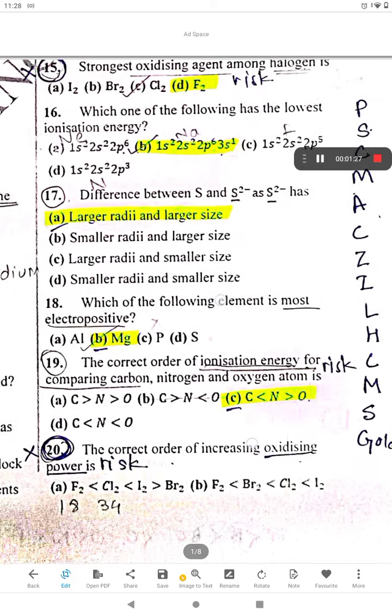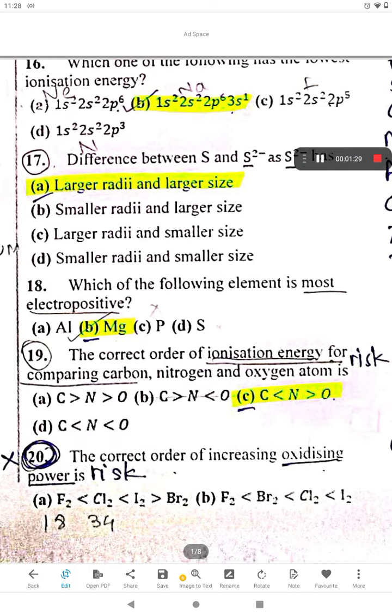Then the correct order of ionization energy for comparing carbon, nitrogen, oxygen. Now see, carbon configuration is 1s2 2s2 2p2, nitrogen 1s2 2s2 2p3, and oxygen 1s2 2s2 2p4. Now see, ionization energy is higher for half-filled or full-filled orbitals. Now see, the valence orbital, half-filled or full-filled valence orbital. So carbon has 2p2, nitrogen has 2p3, and oxygen has 2p4. So half-filled orbital is present in nitrogen. So highest in these three will be nitrogen.